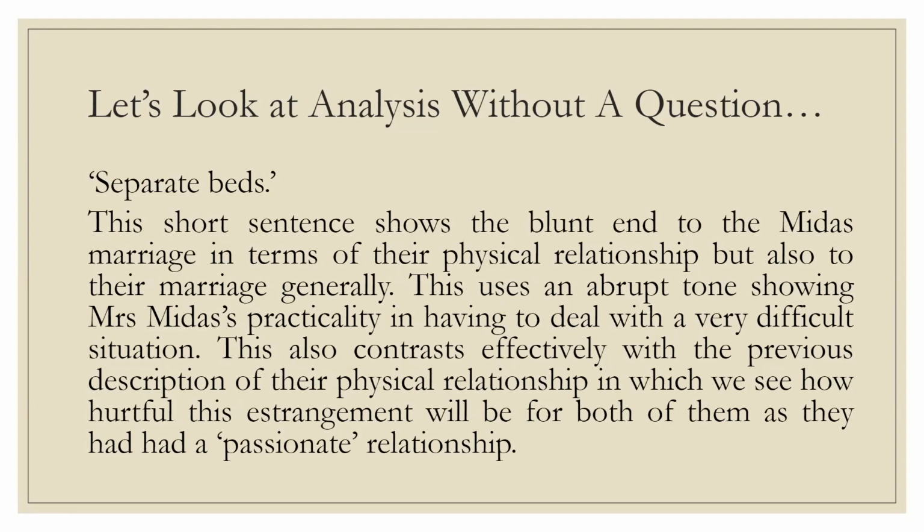Let's have a look at this one. Short sentence shows the blunt end to the marriage in terms of their physical relationship, but also to their marriage generally. This uses an abrupt tone showing Mrs. Midas's practicality in having to deal with a very difficult situation, and it contrasts effectively with the previous description of their physical relationship, in which we see how hurtful this estrangement will be for both of them as they had, quote, a passionate relationship. So again, trying to say a little bit more here. So I hope this indicates that at higher, try to say a little bit more.